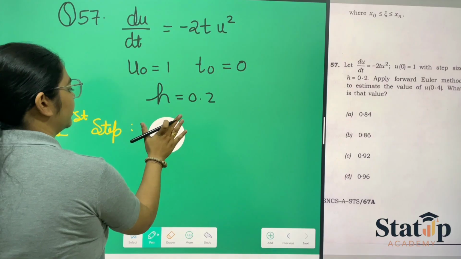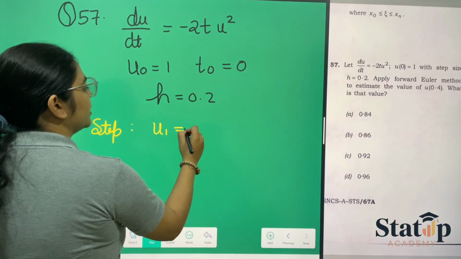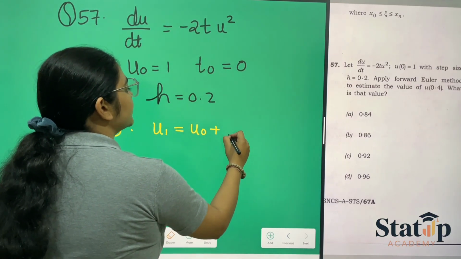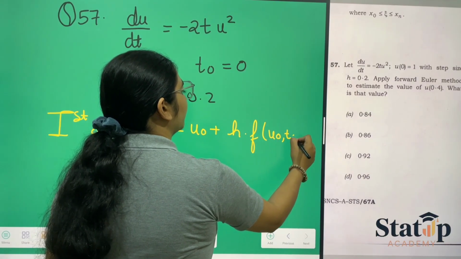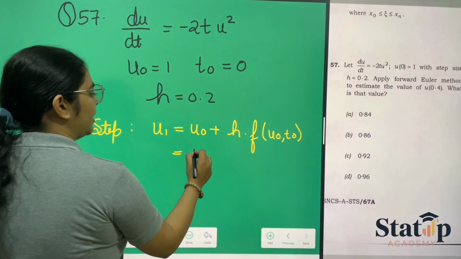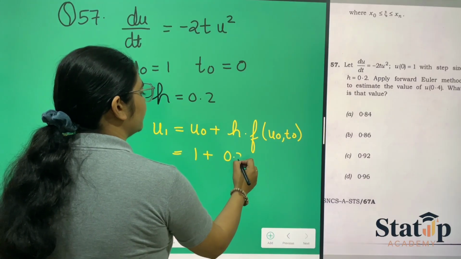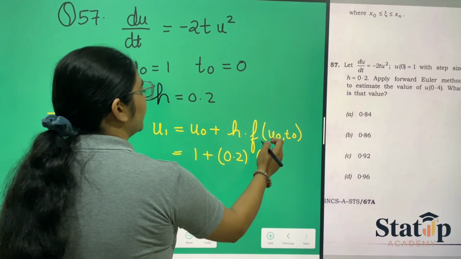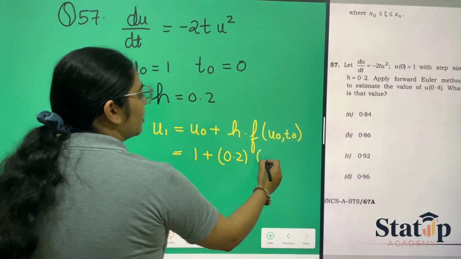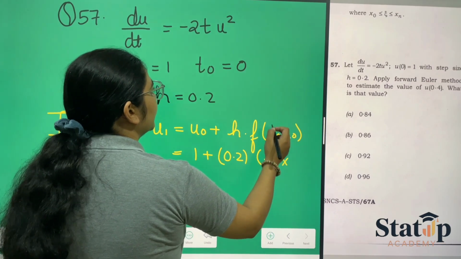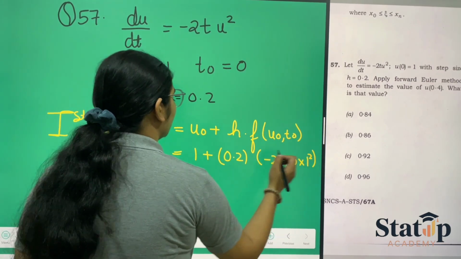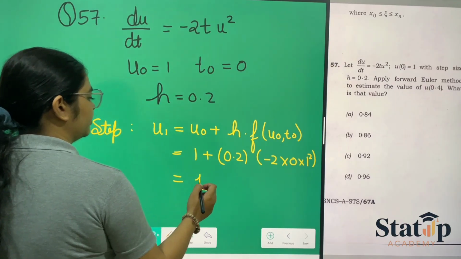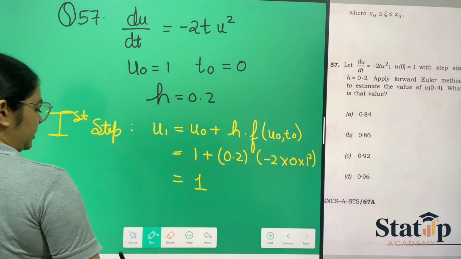u1 is equal to u0 plus h into f(u0, t0). u0 has the value 1 plus h has the value 0.2. f(u0, t0) is minus 2 into t0, which is 0, into u0, which is 1 square. So it will be 1 only, because this whole term becomes 0.